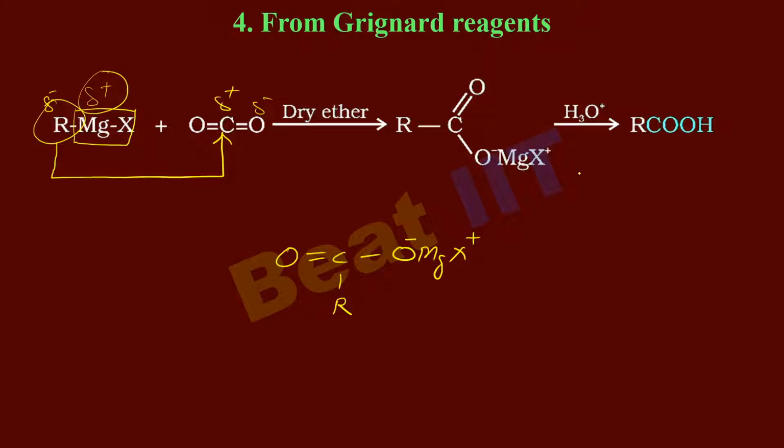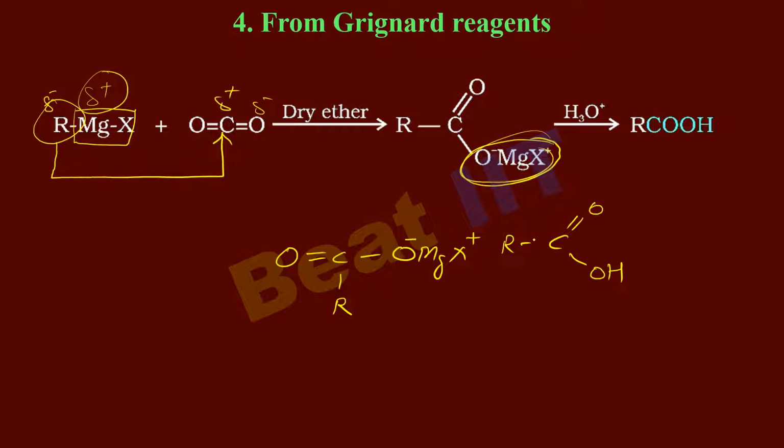On acidic hydrolysis, what happens? That OMgX group gets converted to an OH group. In such cases, remember, in a few cases this might not be C double bond O. Here, because it is C double bond O, you are getting C double bond O, and this part will get converted to OH. So you will actually get COOH. You will get CO and this part OH.